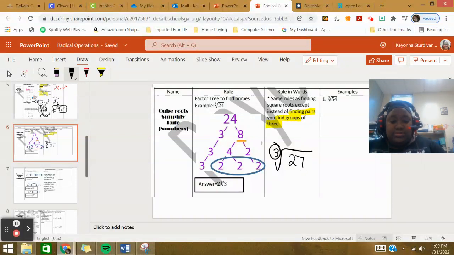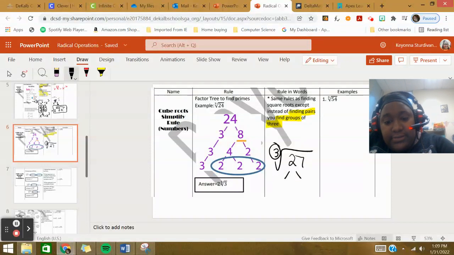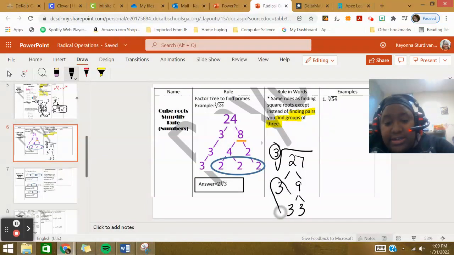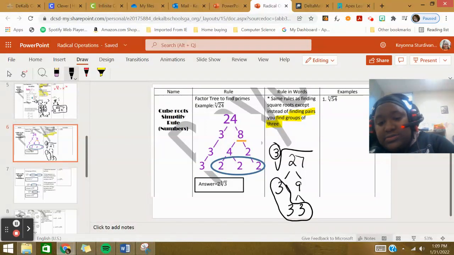Okay, so 27. You need 2 factors that are going to give you 27. We're going to get 3 and 9. And then 9 breaks down to be 3 and 3. So once you have a set or a group of 3, guys, you can pull it out. So in this case, the answer to this one will just be 3.